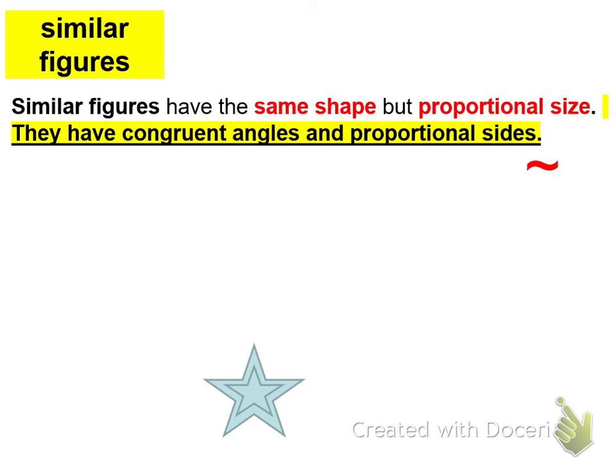You're going to get tired of writing it, and I don't care. That means you're going to memorize it. So, same shape, proportional sizes. They have congruent angles, and then proportional sides. Remember the squiggle? What does the squiggle mean? Similar. I just gave you a silly example of 2 stars. They are similar. They're the same shape. They're literally different sizes. But again, in this section, we're just talking about triangles, and that's it.